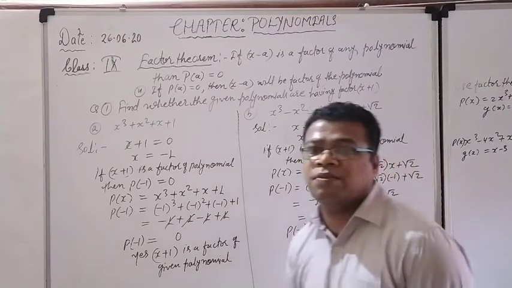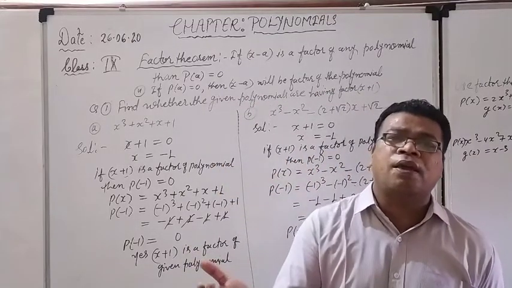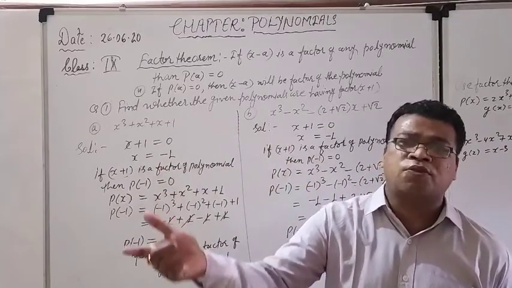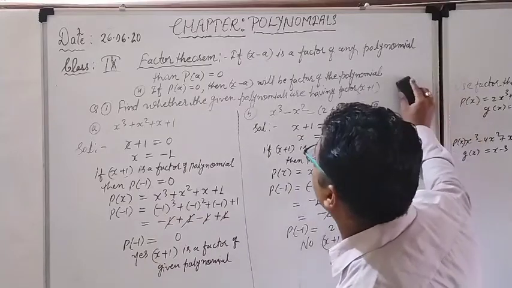Okay, so these are the things. Such kind of questions are very easy questions. Only we have to find out p(a). So x plus 1 is a factor, so we have to equate it to 0. So the x value is minus 1, so p(-1) we have to calculate here. Now see the next category of question. I am going to rub the board.